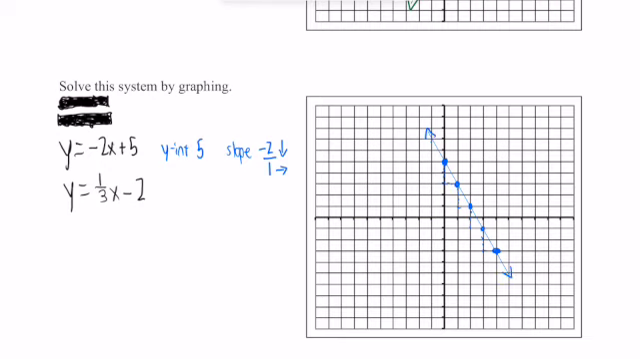Now we'll do the same sort of thing for the next one. For y equals 1/3 x minus 2, our y-intercept is -2. So we put our first point on the y-axis at -2. Our slope is 1/3. This gives us the directions up 1 to the right 3. So from our starting point, we go up 1 to the right 3, up 1 to the right 3. And that's enough points because we can see where they're going to cross each other. We draw a straight line through our points and stick arrows on the ends.